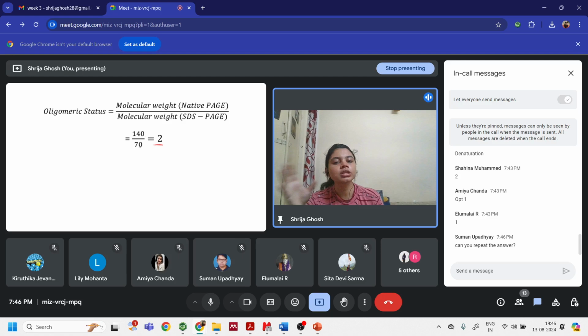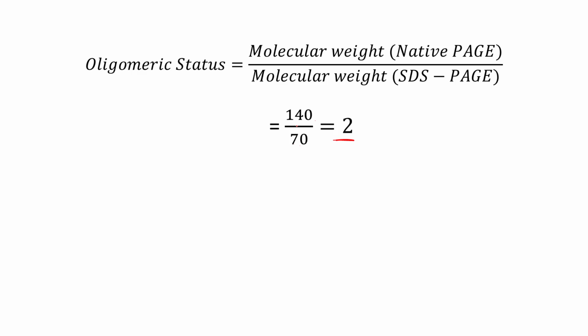Sure, I can explain it again. So on SDS PAGE we were getting the molecular weight of 70 kilodalton. So when we are running the gel, we are getting one band at 70 kilodalton on SDS PAGE. When we are running native PAGE, I am getting a band of 140 kilodalton. So that means the native PAGE will give you the native molecular weight of the protein, because there is no denaturation happening, there is no beta mercaptoethanol to reduce the disulfide bond.